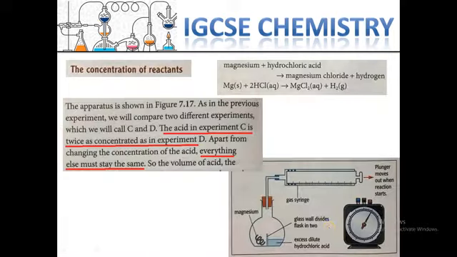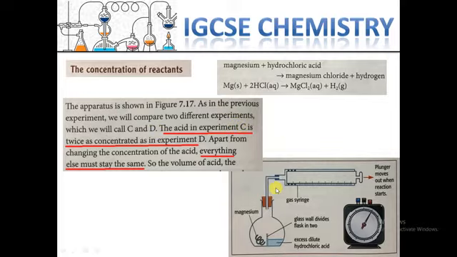So the second factor is concentration of reactants. That can be useful for solids, and can also be used for liquids. So this experiment can be done with the apparatus here. You can see at the bottom right, and the acid in experiment C.